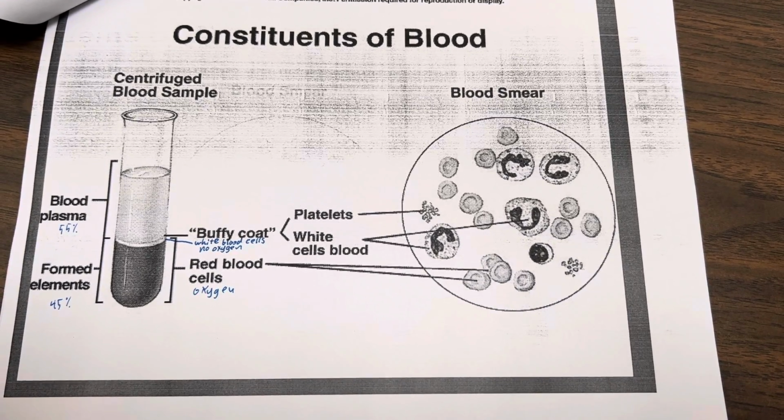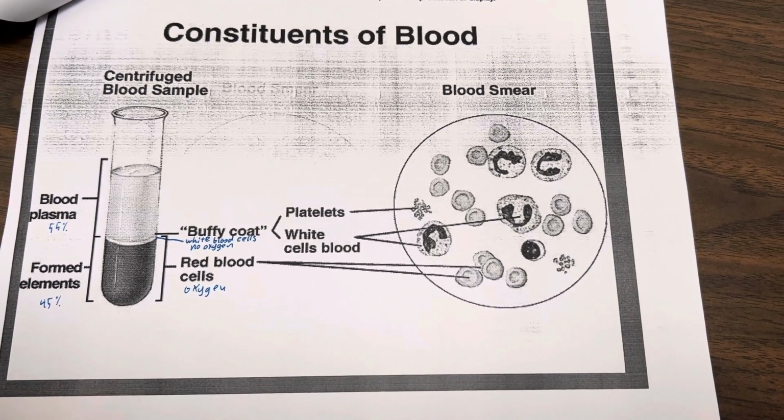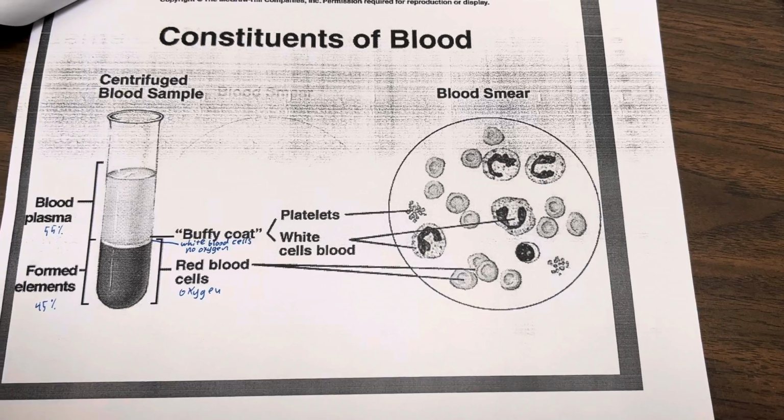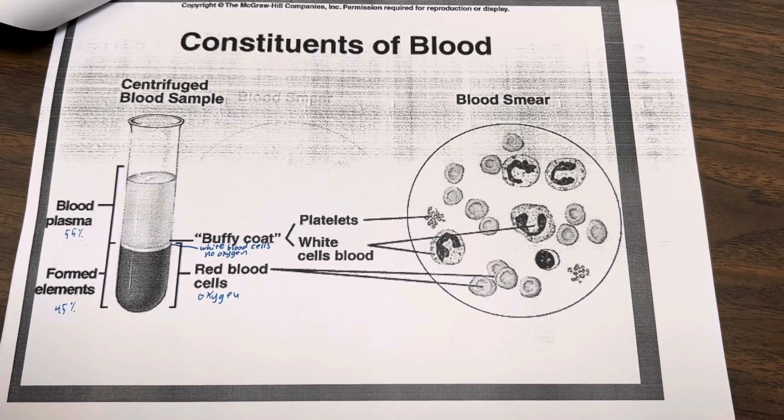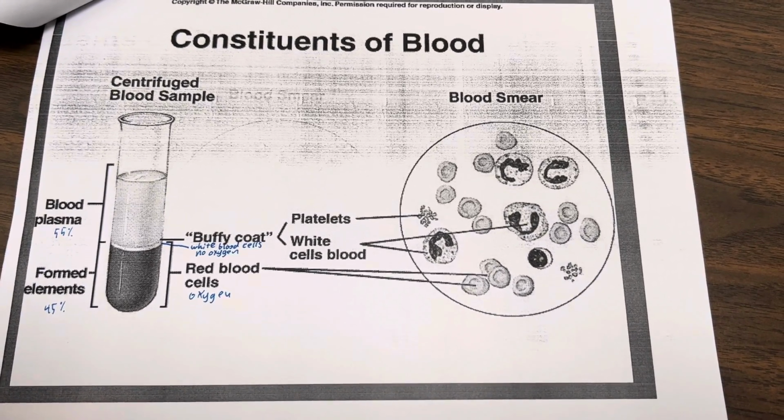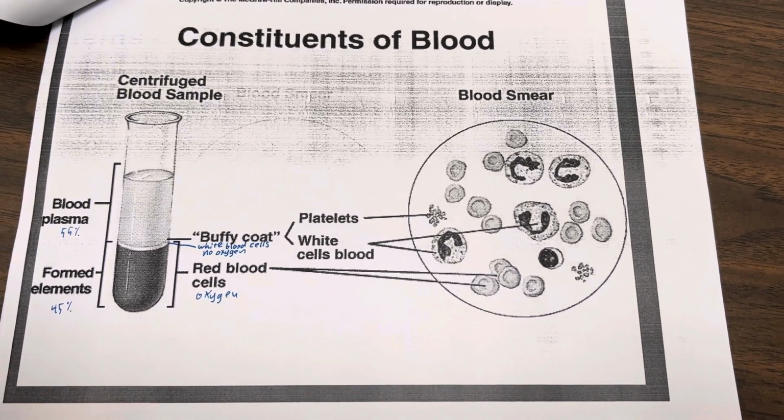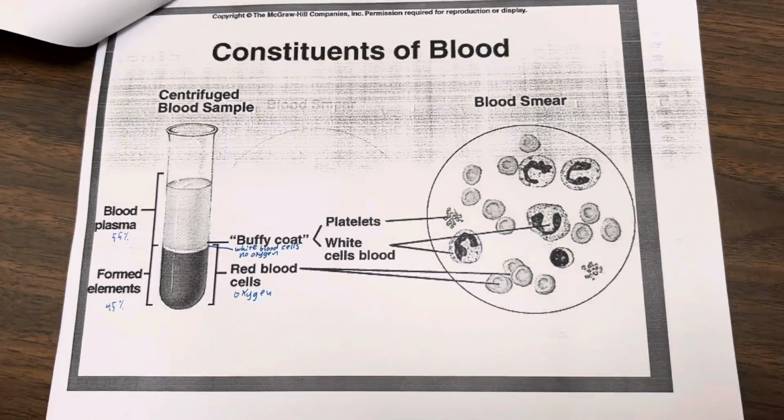Red blood cells carry oxygen. The buffy coat is a small layer with no oxygen. Platelets are like broken up. They aren't even full cells, they're broken up.